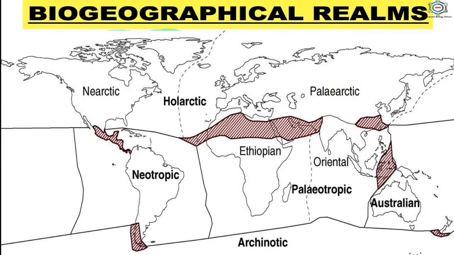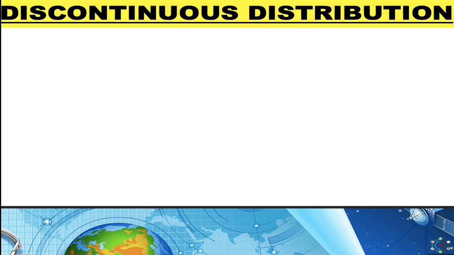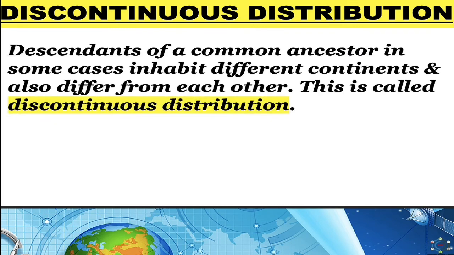Now, what are the evidences for evolution? There are certain facts about the present day geographical distribution of the animals and plants that can be explained only on the basis of evolution. More important of these facts are discontinuous distribution, restricted distribution, and life on the oceanic islands. So, here the first one is discontinuous distribution in biogeographical realms. So, what is discontinuous distribution? Descendants of a common ancestor in some cases inhabit different continents and also differ from each other. This is called discontinuous distribution.